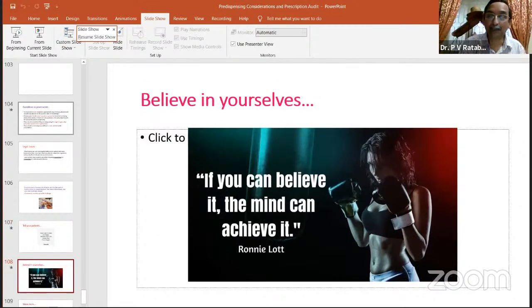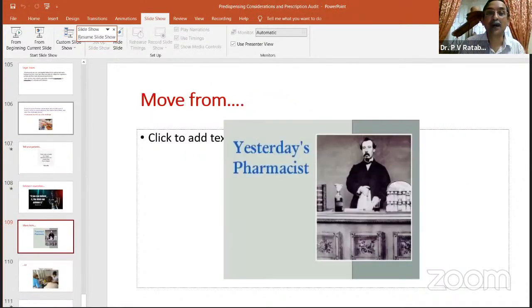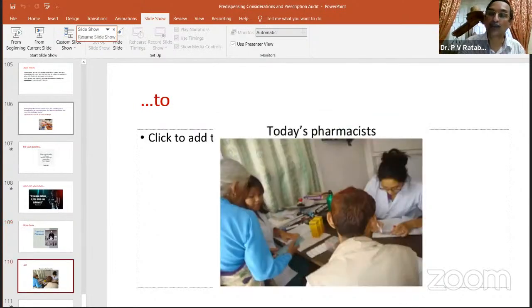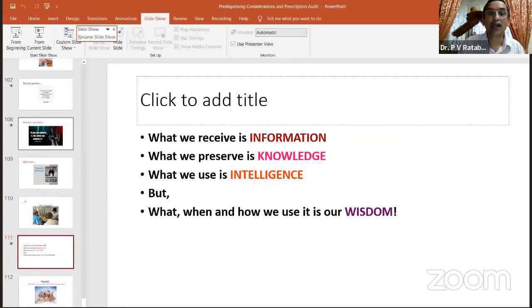Believe in yourselves. If you can believe it, the mind can achieve it. Ronnie Lott's very beautiful statement. Believe in yourselves. Move from yesterday's pharmacist, who was just a dispenser or maker of medicines, to today's pharmacist, who is a counselor and a caregiver. So I end by saying this: what we receive is information, what we preserve is knowledge, what we use is intelligence, but what, when, and how we use it is our wisdom.